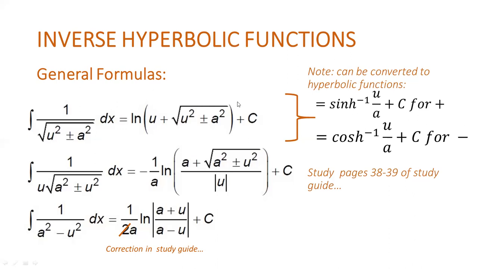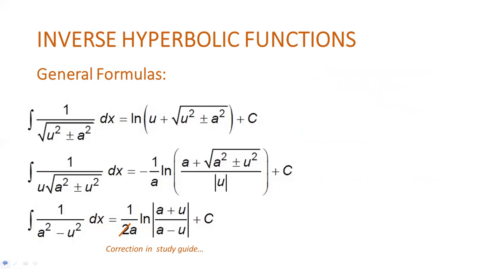If it's a minus, if it's u squared minus a constant, then your answer could be this, or it could be the inverse hyperbolic cosine of u over a plus c. So take note that you have 2 possible answers in this particular scenario. Actually, even 3, because if this a is equal to 1, you will have an outright answer of this one.